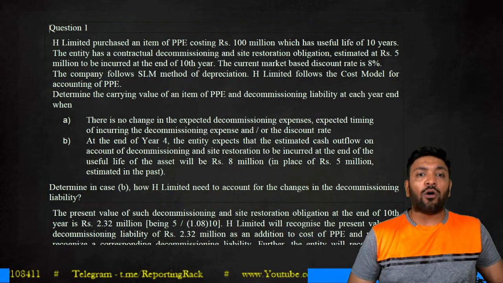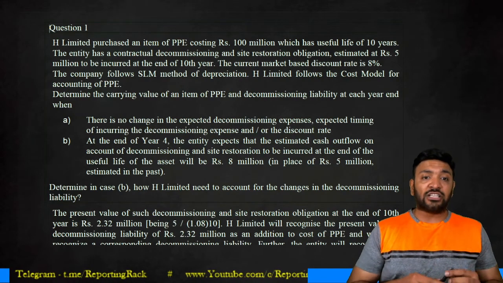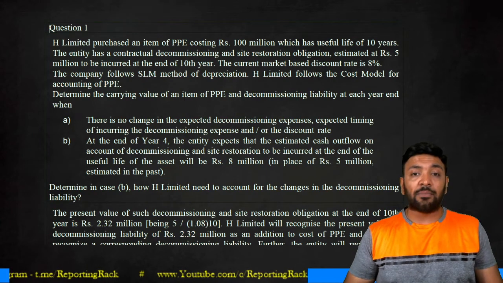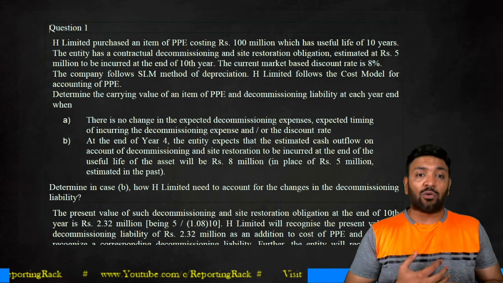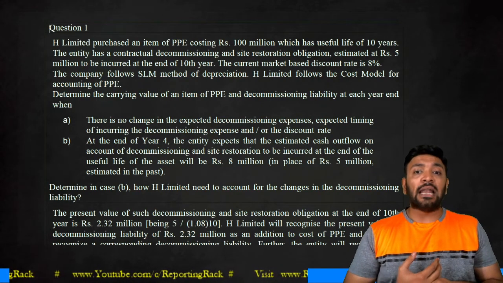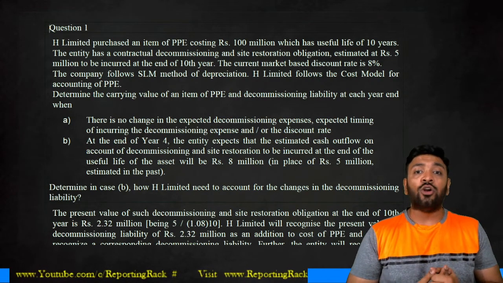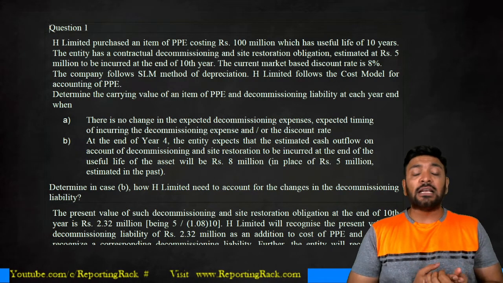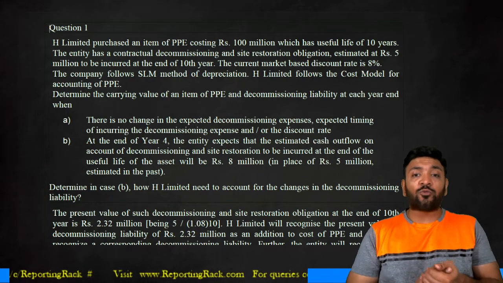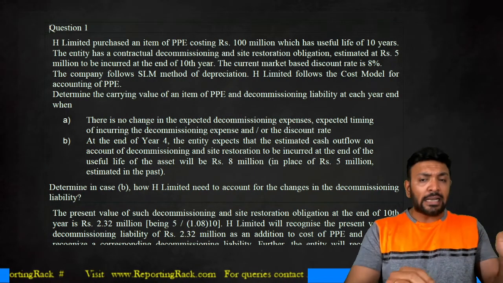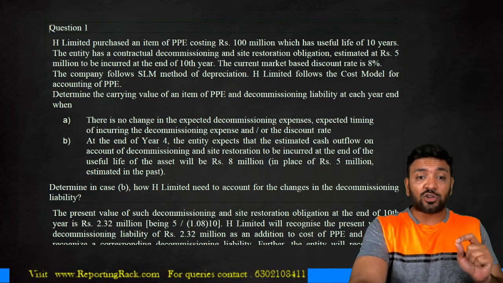Determine the carrying value of the item of property, plant and equipment and decommissioning liability at the end of each year when there is no change in expected decommissioning liability, expected timings, decommissioning expenses and discount rate. At the end of year 4, an entity expects that the estimated cash outflow on account of decommissioning and site restoration to be incurred at the end of useful life is 8 million instead of 5 million. Determine in case B, how should we account for the changes in decommissioning liability? Read the question once again. I'll give you time to read through the question and then we will start solving the answer.